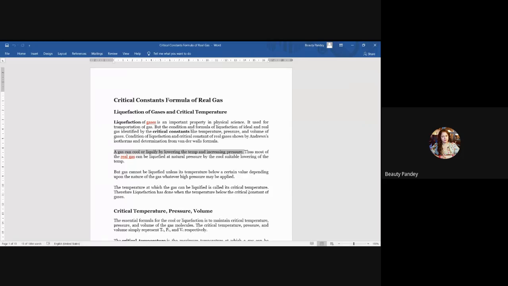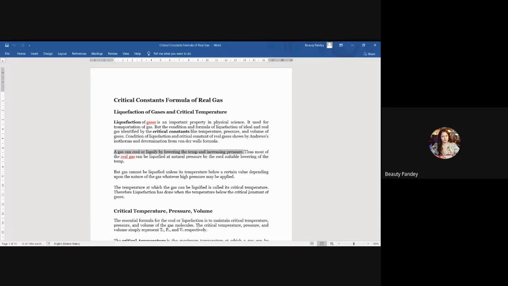So most of the real gases can be liquefied just at the natural pressure itself by suitably lowering the temperature, because increasing or decreasing the pressure requires a lot of energy. Why? We will discuss it when we study thermodynamics. Compared to that, decreasing or increasing the temperature is a little easier. So most real gases can be liquefied at the natural pressure itself just by lowering the temperature. But some gases cannot be liquefied.